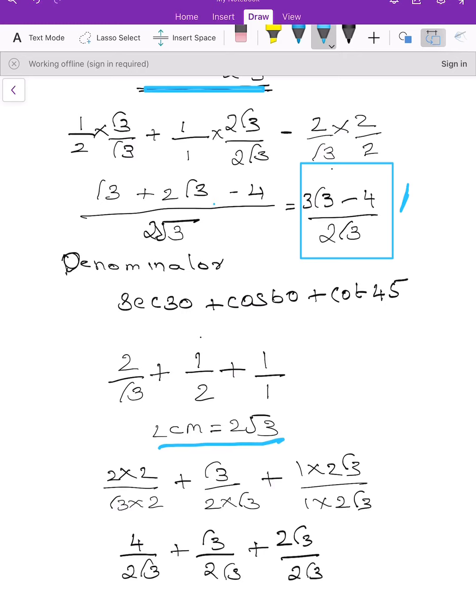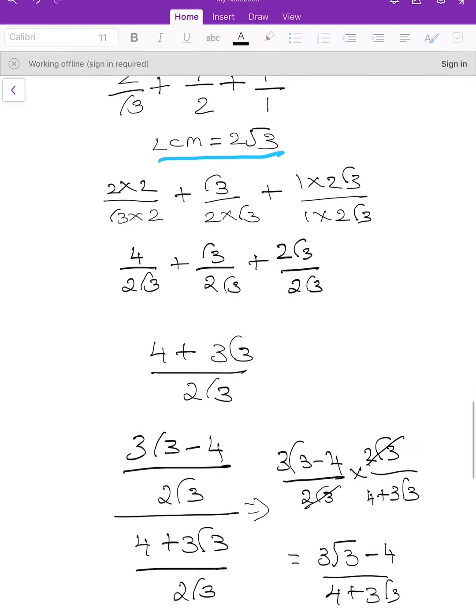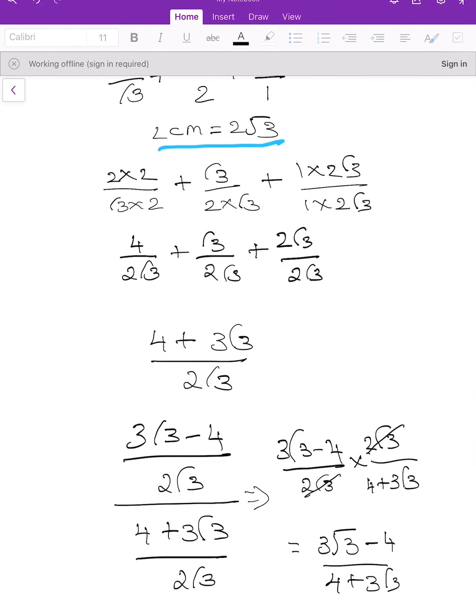2 2s are 4, 4 by 2 root 3. Root 3 by 2 root 3. 1 into 2 root 3 is 2 root 3 by 2 root 3. Then root 3 plus 2 root 3 is 3 root 3, so 4 plus 3 root 3 by 2 root 3. Now I am joining my numerator and denominator. The numerator is 3 root 3 minus 4 by 2 root 3, and my denominator is 4 plus 3 root 3 by 2 root 3.